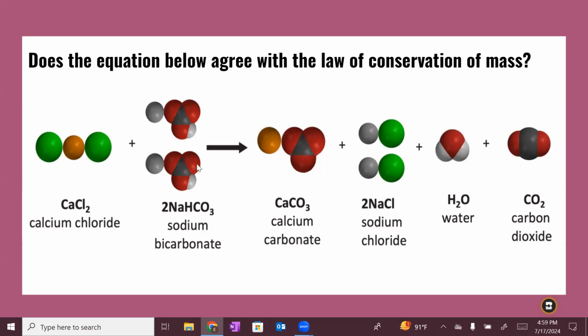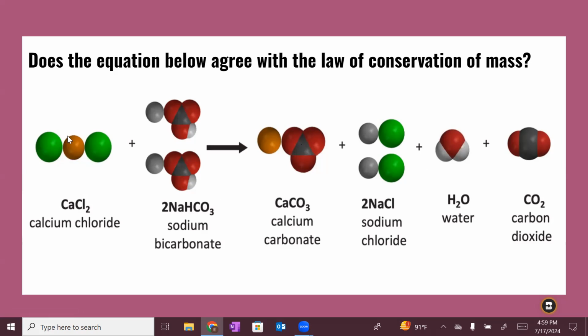Hopefully, since I did not give you the mass of each of the substances, you counted the number of atoms on the reactant side and the product side. So let's start by counting the chlorine. Chlorine is the green one, 1, 2 chlorine, there's 2 here. And over here, there's 2 because the coefficient here is 2. So they're equal on both sides.